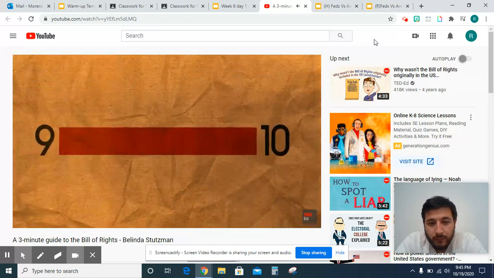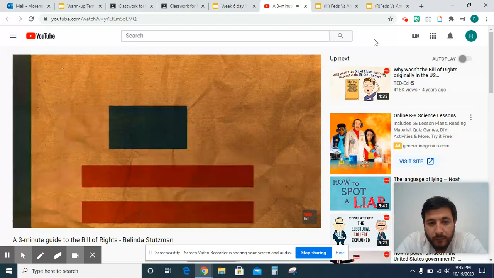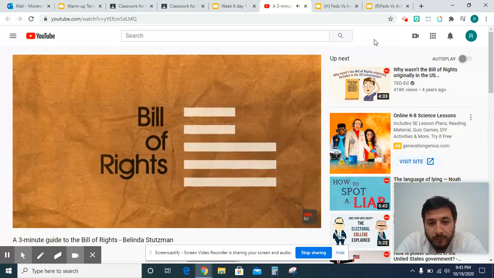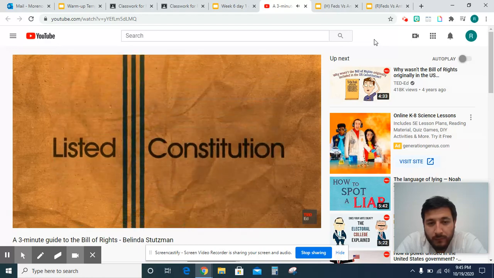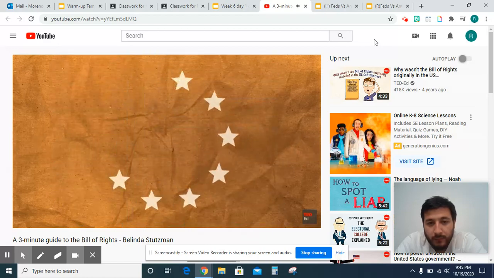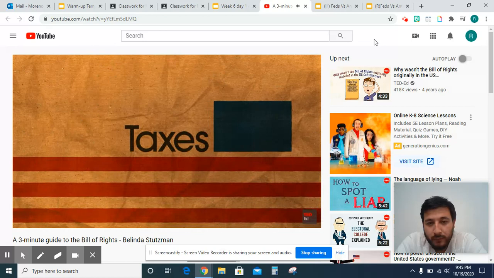The Ninth and Tenth Amendments are called the non-rights amendments. They say that the rights not listed in the Bill of Rights are retained by the people in the states. You have other rights that are not listed in the Constitution, and the states have the right to make their own policies, like instituting state taxes.